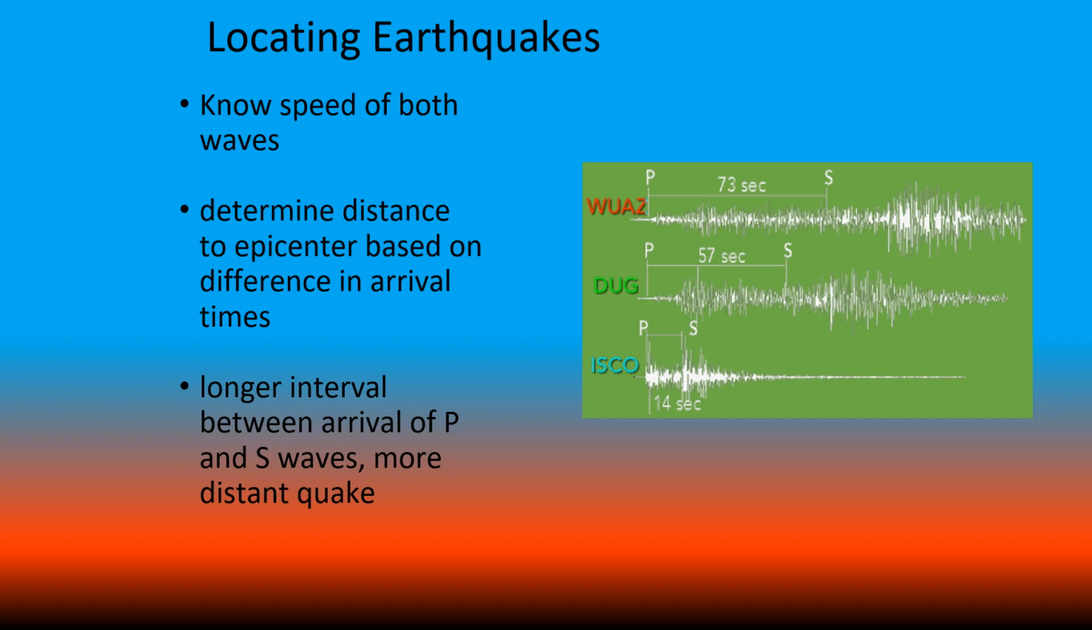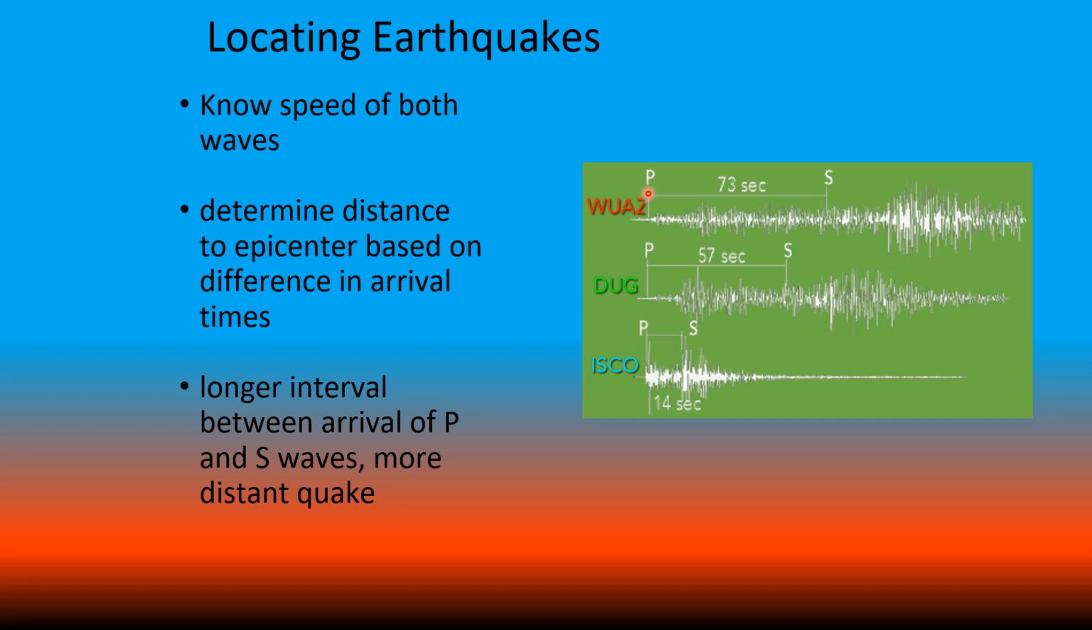So to locate these, we know the speed of both waves, right? We know these because they're relative to one another, and they tend to move through sort of average Earth materials at certain speeds. Based on the different times that a P wave and an S wave arrive, we can determine how far away that earthquake is. Because if we know the speed of both a P wave and an S wave, we know when the P wave arrives, and then we know how long before the S wave arrives, we can determine whether the earthquake was far away. In this case, WUAZ, this would have been further away, because remember, P waves are faster than S waves. So if there's more space between them, that means that the P wave has traveled further, okay?